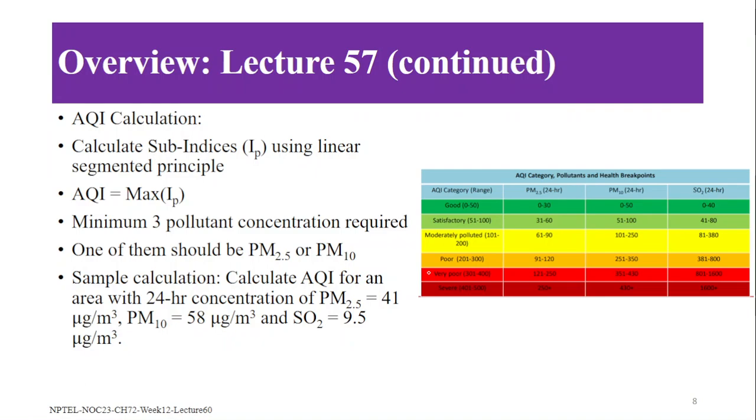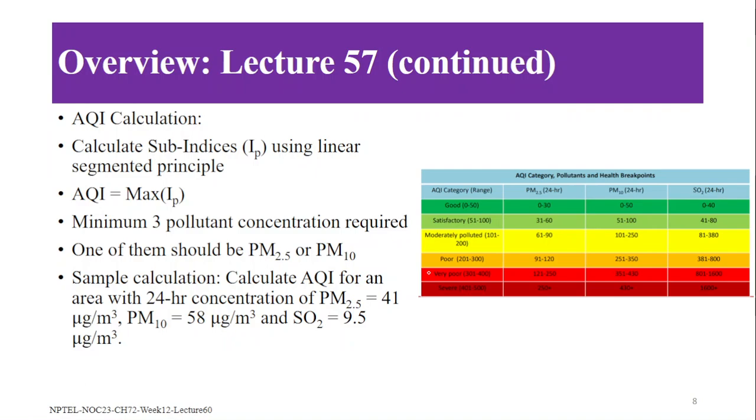Here, a minimum of three pollutant concentrations needs to be considered, and one of them should be either PM 2.5 or PM 10, as I have already discussed with you. The sample calculation for a given system is now being done. So we need to calculate the AQI for an area with 24-hour concentration of PM 2.5 41 microgram per meter cube, PM 10 58 microgram per meter cube, and SO2 9.5 microgram per meter cube.